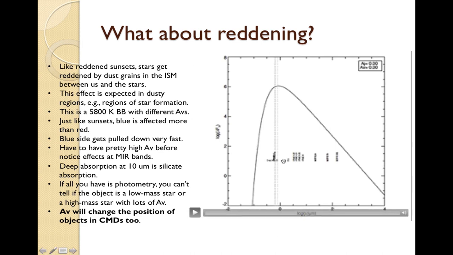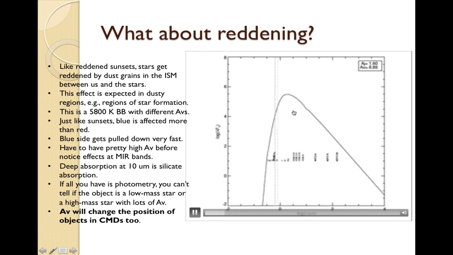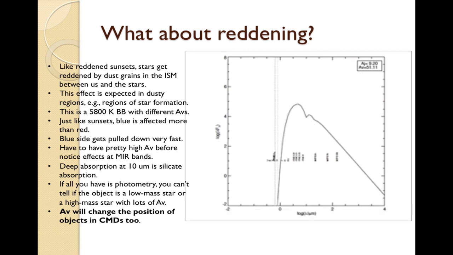So what I have in this movie, which I don't understand why it's blurry, sorry about that, is again energy as a function of wavelength, and I'm starting with a 5800 Kelvin black body, the same one every time. This time I'm changing the amount of reddening. My code asks for reddening in the J band, so I've got A_J equals something here, and then I've converted it to A_V for you. J is infrared, and V is not, so you can see that the V magnitudes increase much faster than the J magnitudes do.